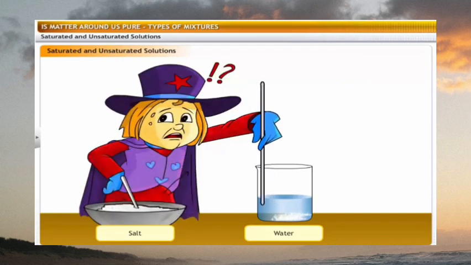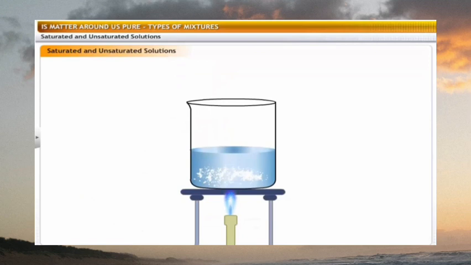Even if you stir the solution vigorously or wait for a long time, the solution will remain undissolved. You have obtained a saturated solution in which no more solute will dissolve. The solution that we had obtained initially was an unsaturated solution. Now heat the saturated solution.